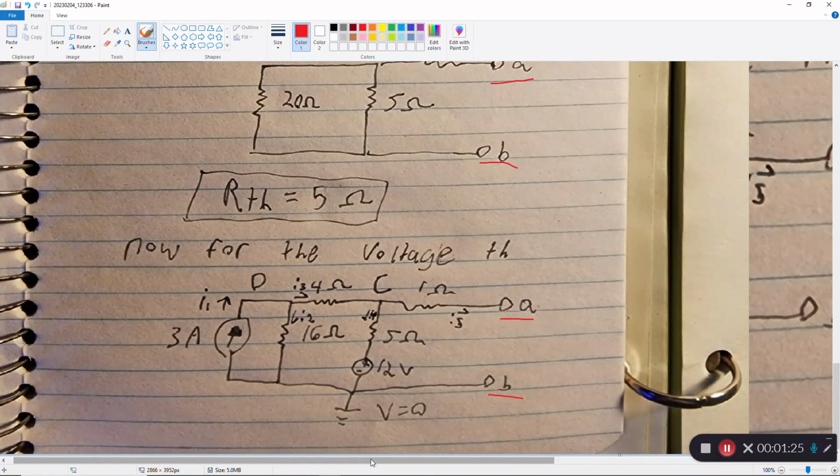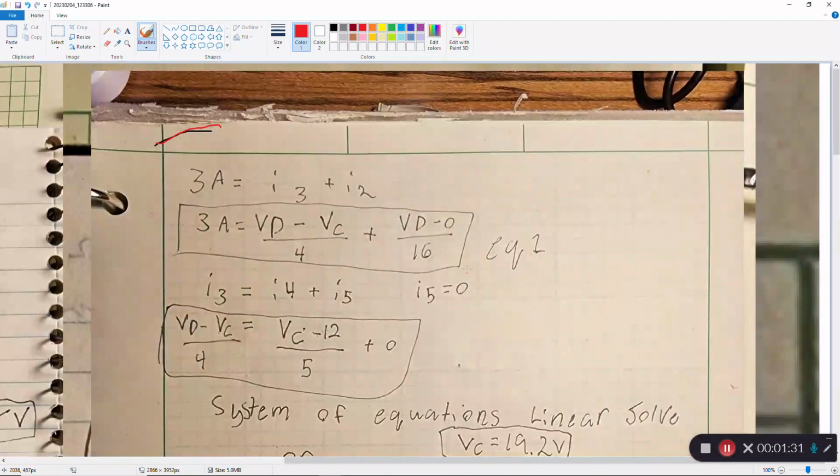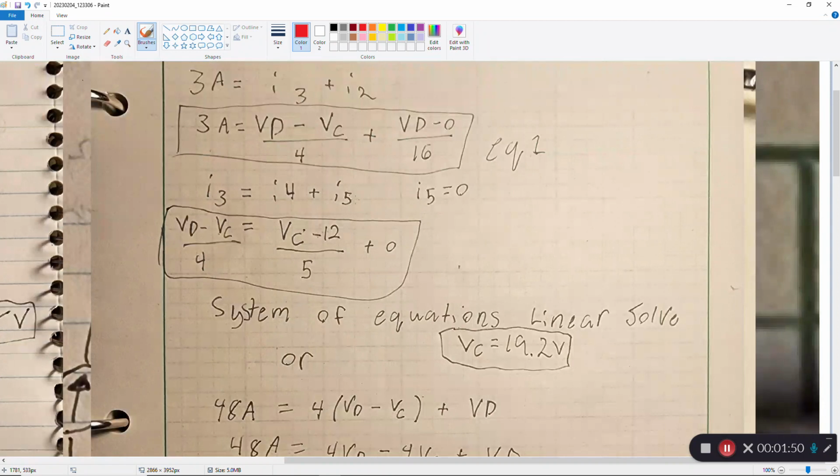And I believe I did the calculations for this on the next page. So let's see, 3 amps, get it here somewhere. Yep, 3 amps equals I3 plus I2. Kind of broke that down, VD minus VC over 4 plus VD minus 0 over 16, because my reference node is 0 on the bottom, and that's heading towards that. And I got one equation.